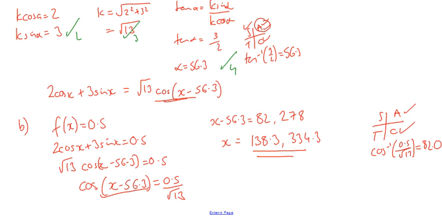Okay, let's have a wee look at marking. The first mark for part B is for subbing in the wave function. The second mark is for starting to solve, your strategy, and your third mark is for your answers.